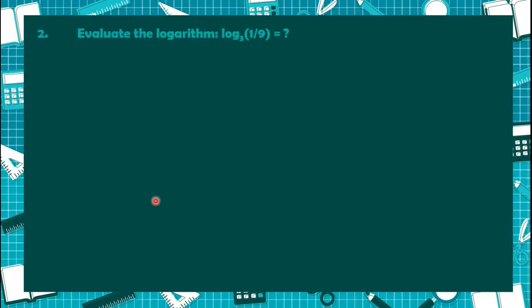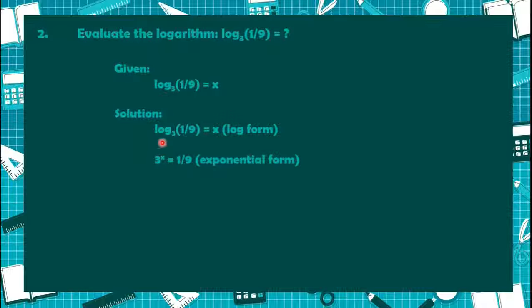Let's move on to our question number 2. Evaluate the logarithm of 1 over 9 with the base 3. A, negative 2, B, 2, C, negative 3, or D, 3. We have given the logarithm of 1 over 9 with the base 3 equals x. We have the solution. This is the logarithmic form.